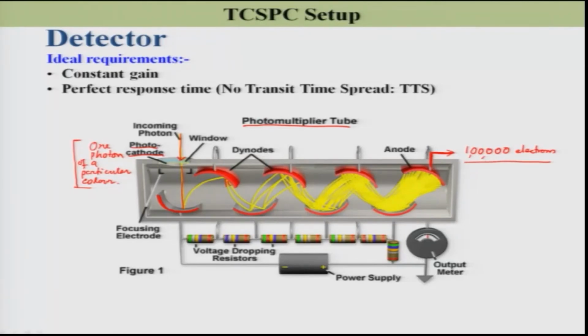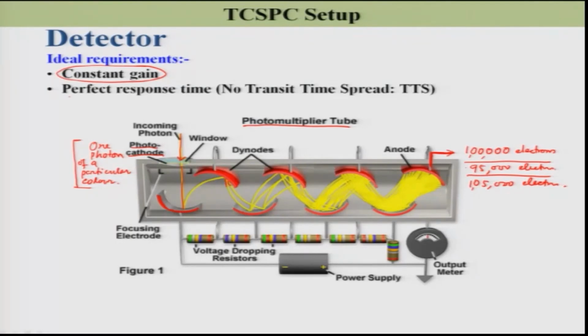If it were so, I would call this a constant gain: every time one photon of the same color falls, 1 lakh electrons are ejected from the anode. But there is no guarantee like that. That means the detector will not operate with a constant gain, it has a variable gain. So, sometimes I have 95,000 electrons coming out, sometimes 1 lakh, sometimes 1 lakh 5,000, and so on. That is a problem. Why? I will tell you later.